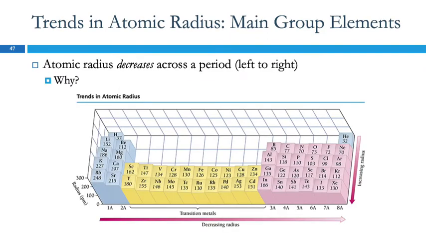But the atomic radius decreases across a period. So here we've got part of the periodic table, and what's listed here is the atomic radius. So let's say we look at period 3, sodium, 186, 160, 143. It's getting smaller as we go across. That doesn't make sense intuitively, right? Because argon weighs more than sodium. You expect it to be bigger.